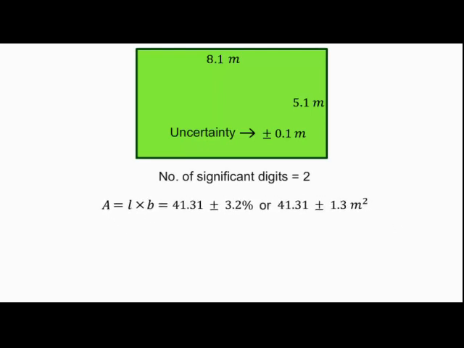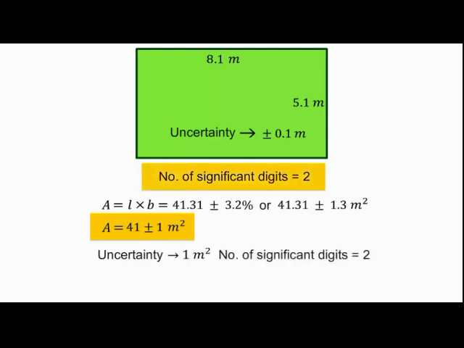We can report this as 41 plus or minus 1 meter square. Here, 1 square meter is the error in the result. Thus, the result also has two significant digits, which is same as the original data.